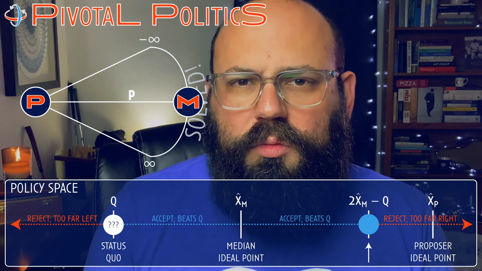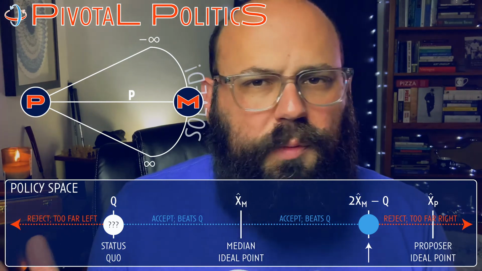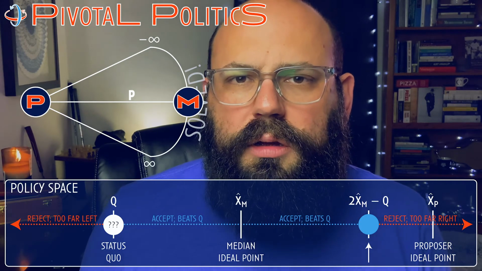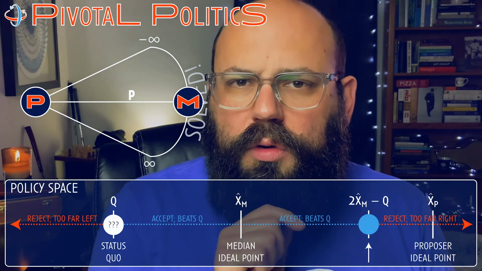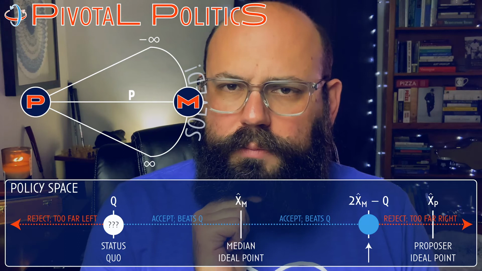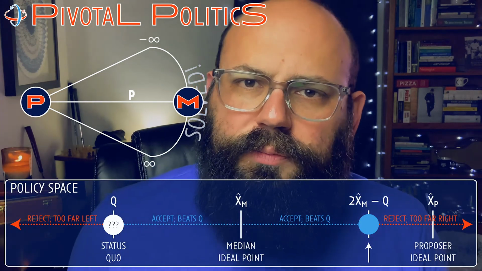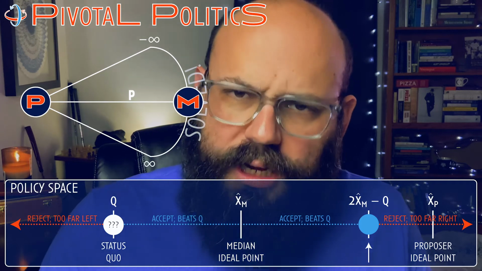And once we get to the right, if the median voter is to the right of the proposer, they're just going to keep things as they are again. They're just going to get their ideal point. So in other words, the expected outcome depends on how the Q's, the M's, and the P's relate. And so do the associated utilities.